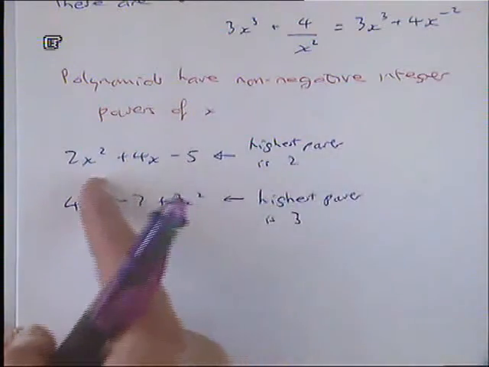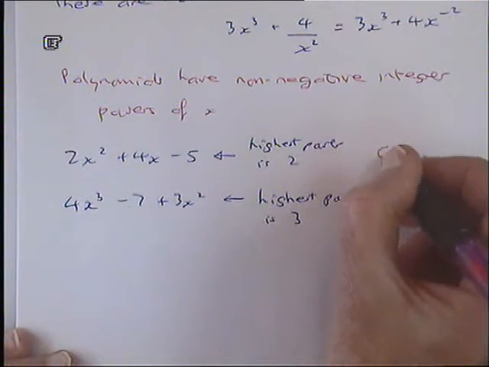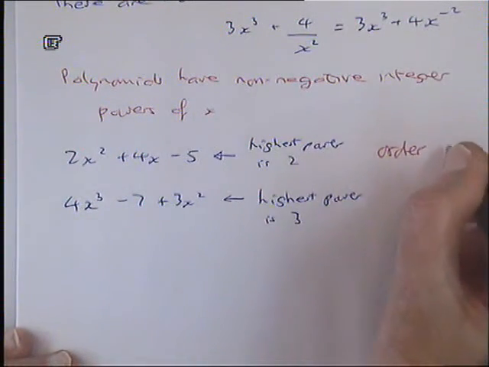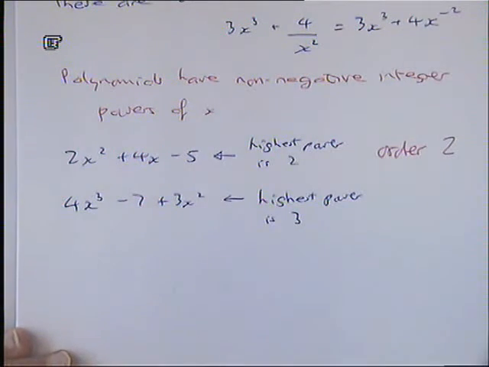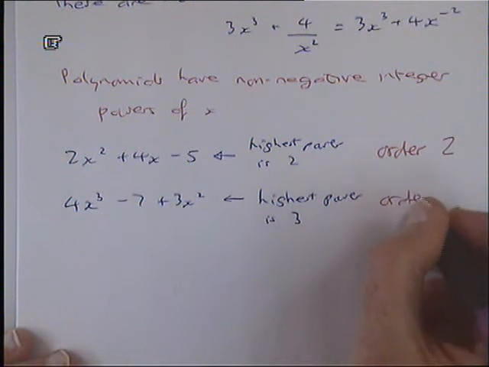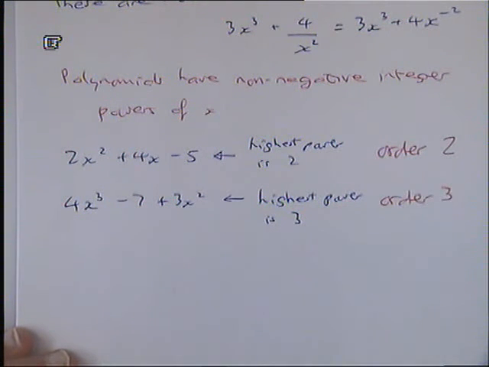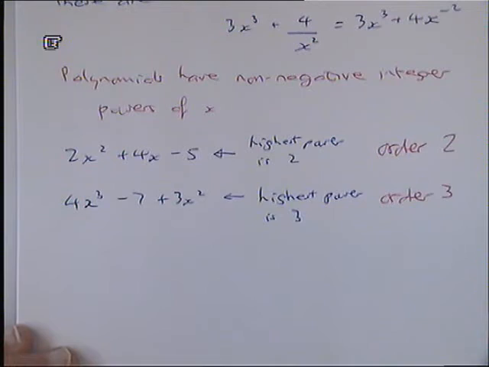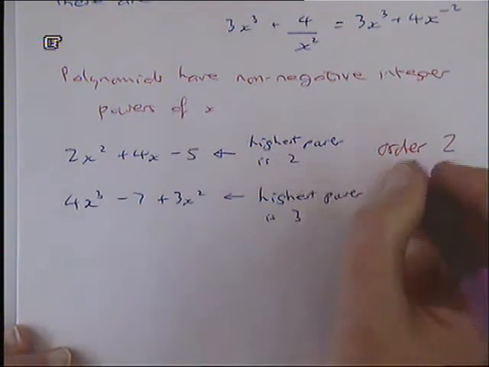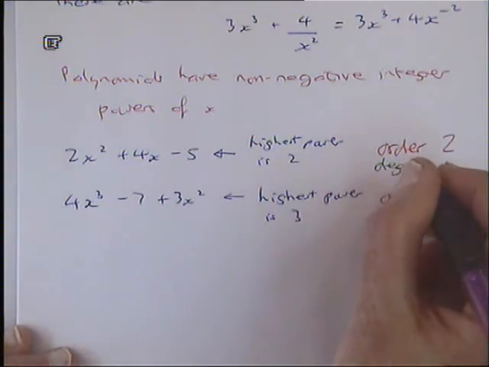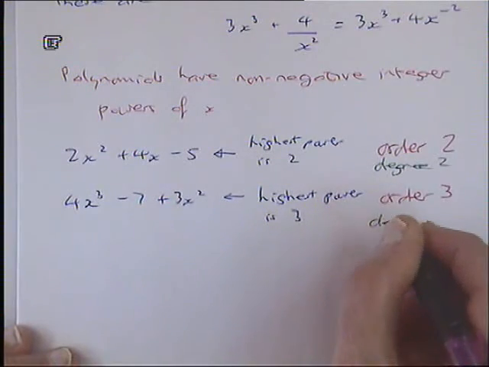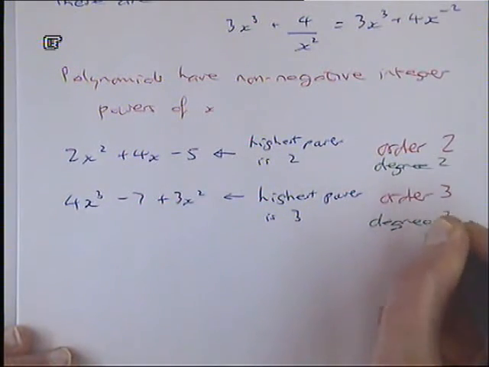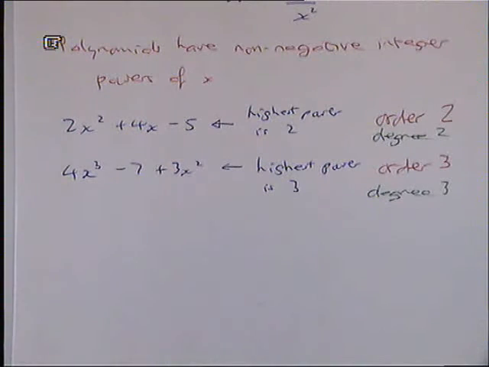So over here, this one here with the highest power is 2. That's known as having order 2. It has order 2. When this one has order 3. Sometimes instead of the word order, there's another word can be used. It has degree 2 or degree 3. But usually it will be the word order. So order or degree in relation to these is basically the highest power there is.